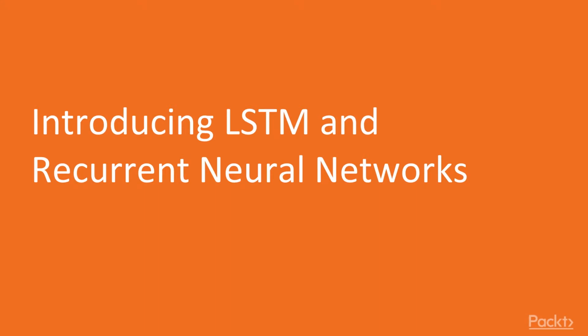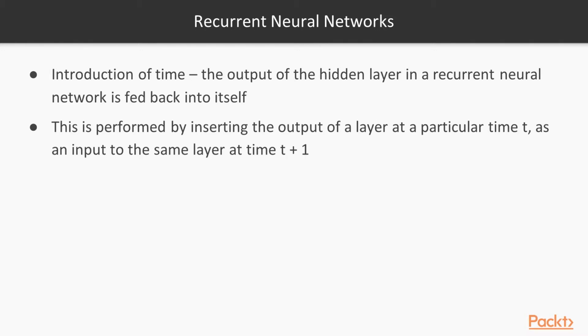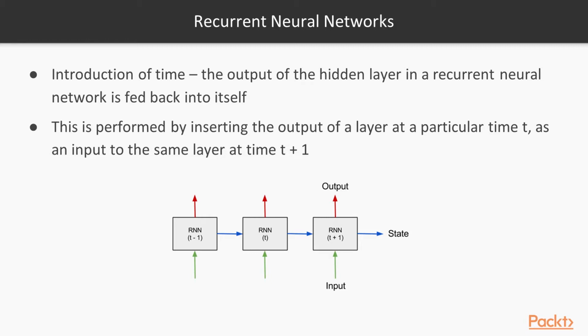First, we need to know what recurrent neural networks are. A recurrent neural network is a type of neural network with an introduction of time, which means that the output of the hidden layer in a recurrent neural network is fed back into itself, and that's how the model learns patterns in a sequence. This is performed by inserting the output of a layer at a particular time t as an input to the same layer at time t+1. For example, when we are reading a book, we need to understand the previous word to fully understand the current one, and eventually understand the entire sentence.